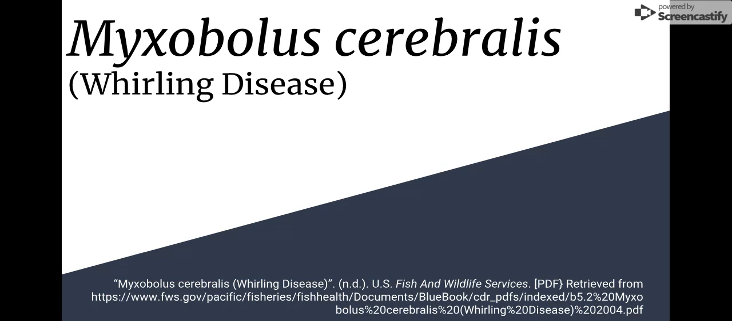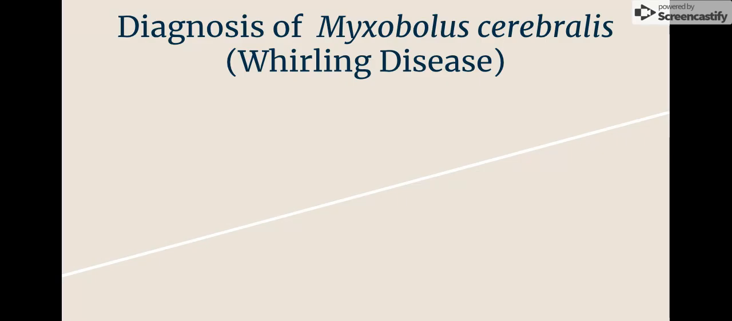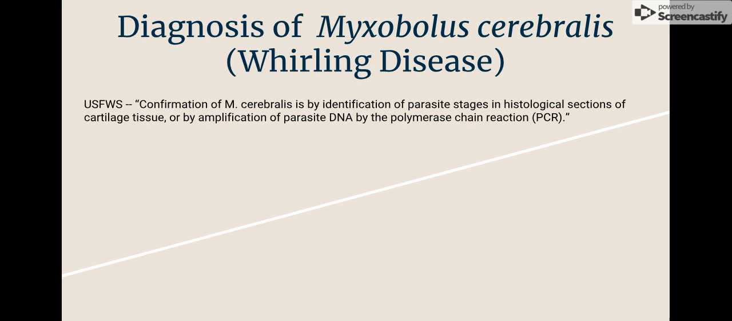Today we'll be discussing Myxobolus cerebralis, also known to cause whirling disease. This is one of the parasites that is tested by the U.S. Fish and Wildlife Service in PA at the Lamar Center. So, to diagnose Myxobolus cerebralis, the United States Fish and Wildlife Service states that to confirm this parasite is by the identification of it in the histological section of cartilage tissue, or by using DNA and polymerase chain reaction (PCR).